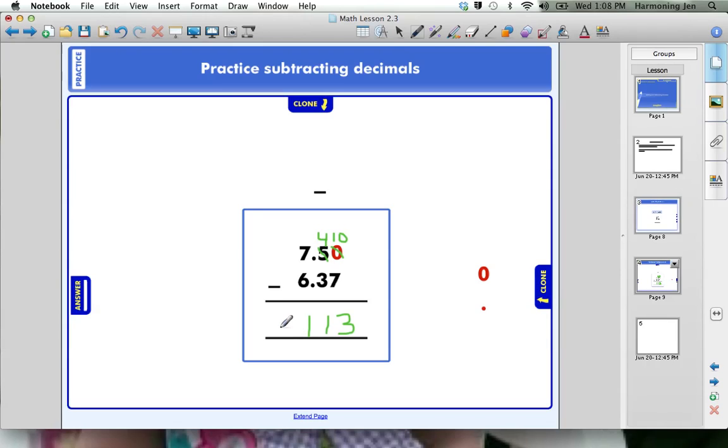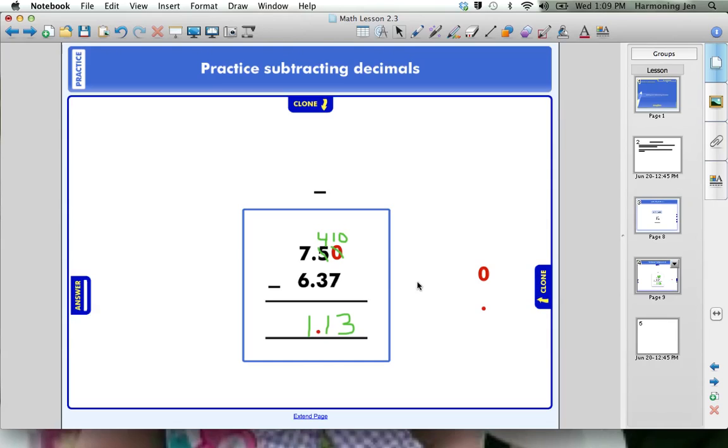Step 4, make sure you've got your decimal point in there. A decimal point should drop straight down. Hopefully that looks, that's kind of a bad decimal point. Let's drag one of these over there. That looks better. Okay, so my answer is 1 and 13 hundredths.